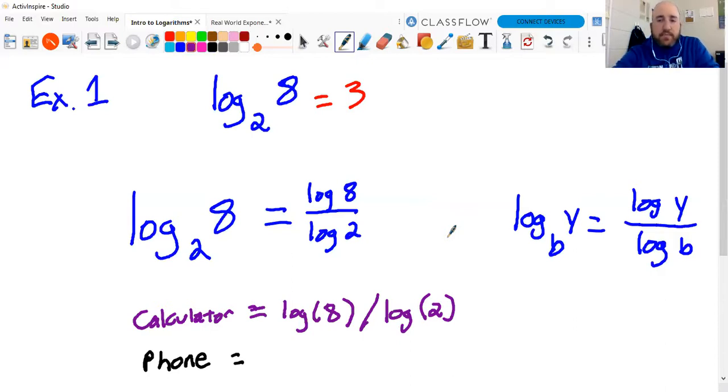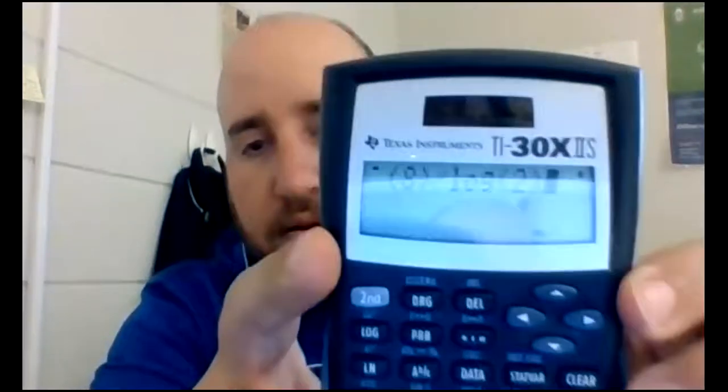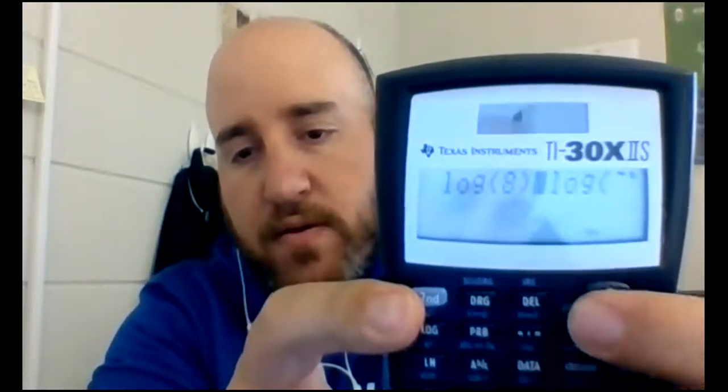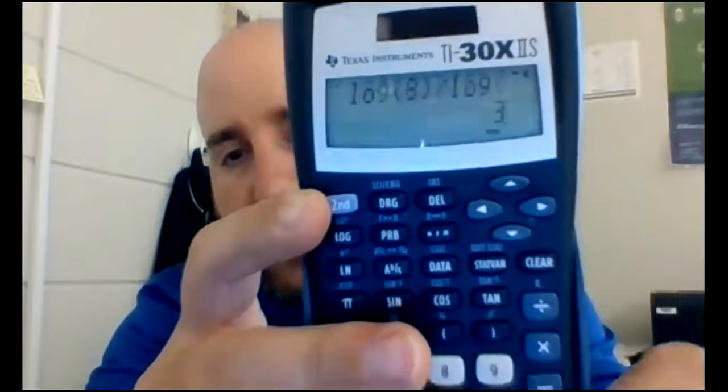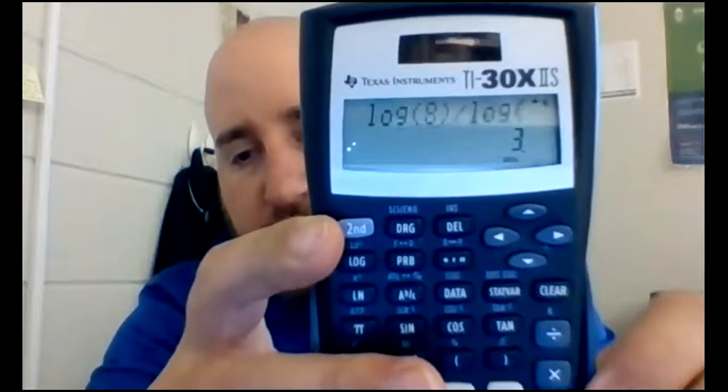So again, let me drop out real quick so y'all can see the calculator. All right, we've got log of 8 divided by log of 2. I hit equals, that gives me 3. So I got what I was looking for.